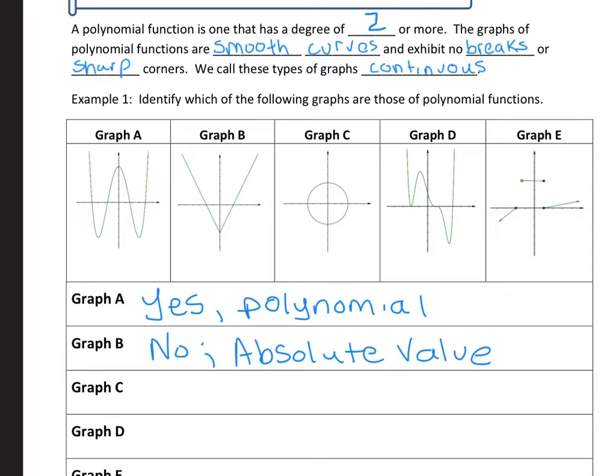Graph C looks very smooth and curvy. We know this as a circle. And the reason why this is not a polynomial function is because it is not a function at all. It does not pass the vertical line test. So any vertical line that we put through here, other than right on the x-intercepts, is going to hit 2 values of output. So it's not a function at all. We call this a circle graph. And there is an academic phrase for circles and ellipses. We call these conic sections.